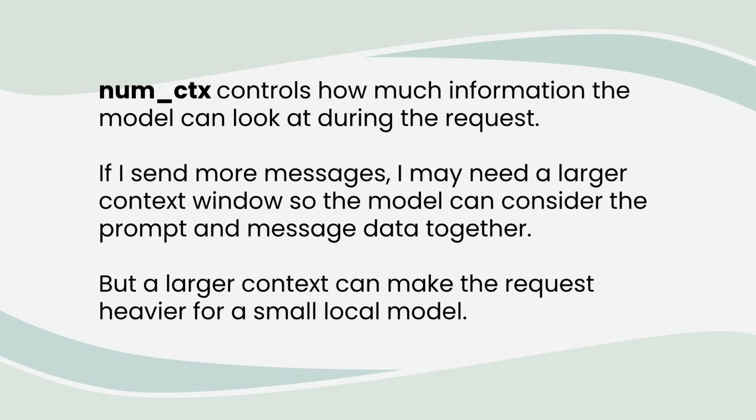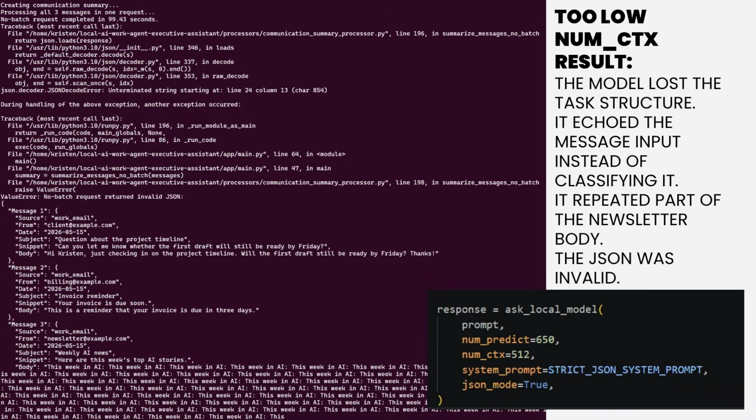NumCTX controls how much input context the model can hold in view. That includes the system prompt, the triage prompt, the JSON schema, the category rules, and the actual email messages. When NumCTX was too low, the model did not just cut off, it lost the assignment. Instead of returning the triage JSON, it started echoing the input message back to me, and even repeated part of the newsletter text over and over.